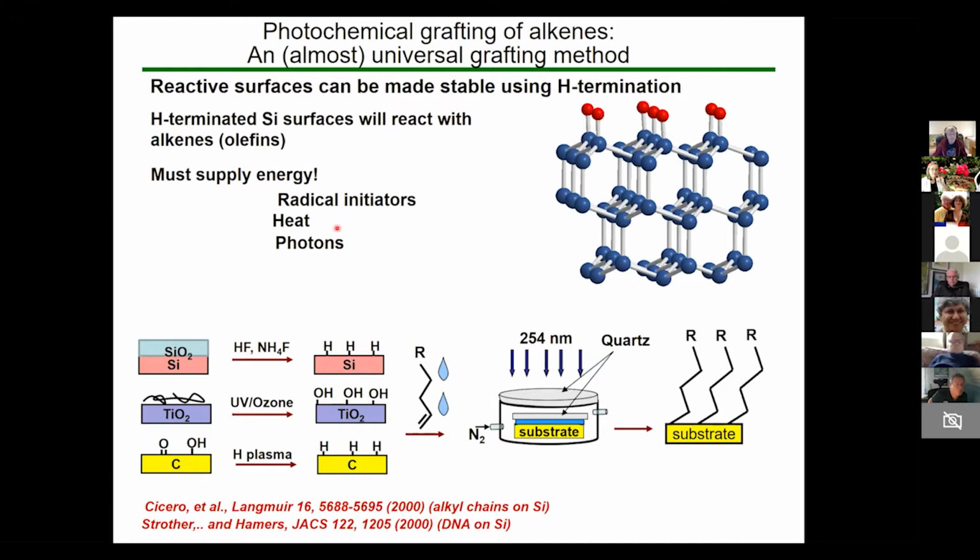A key then is how do you actually control this? If you start putting lots of energy into a system, you might be able to initiate a reaction, but can you actually make it so that it stops? So that instead of forming multi-layers or polymer goop on your surface, you can actually control it and ideally make one really well-defined molecular layer.